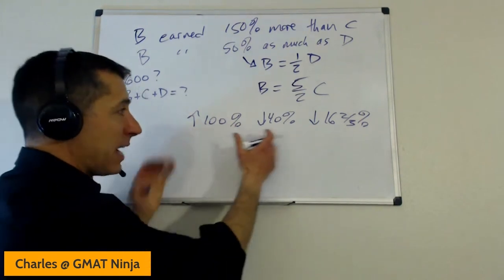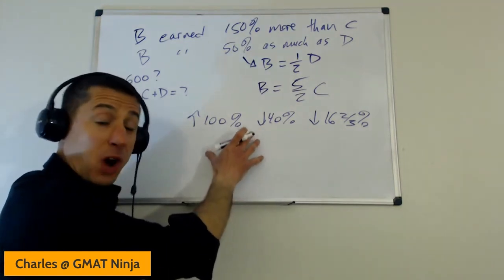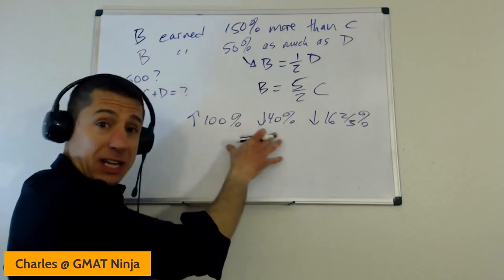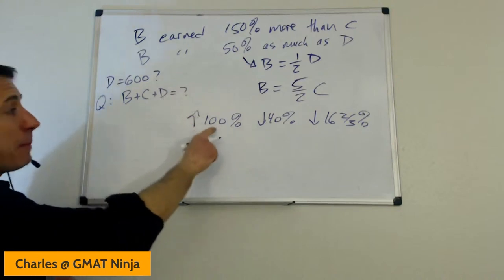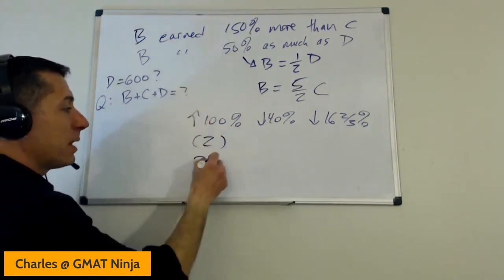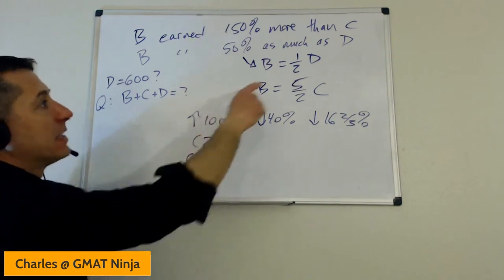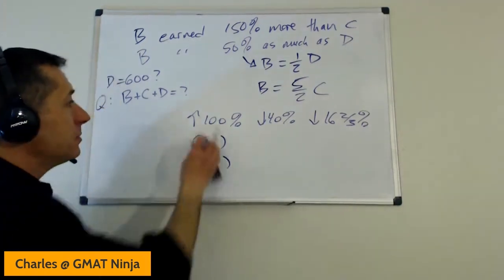So think of it as multipliers. Order doesn't matter. Think of the fractions. It's going to give you the most efficient solution path. And even if you are nailing these, if you get better at this, you'll be more efficient, save time for other things that are harder for you. Up by 100% multiplied by 2, up by 150% multiplied by 2.5. So this should be 5 halves C. And now from here, it's just plug and play.